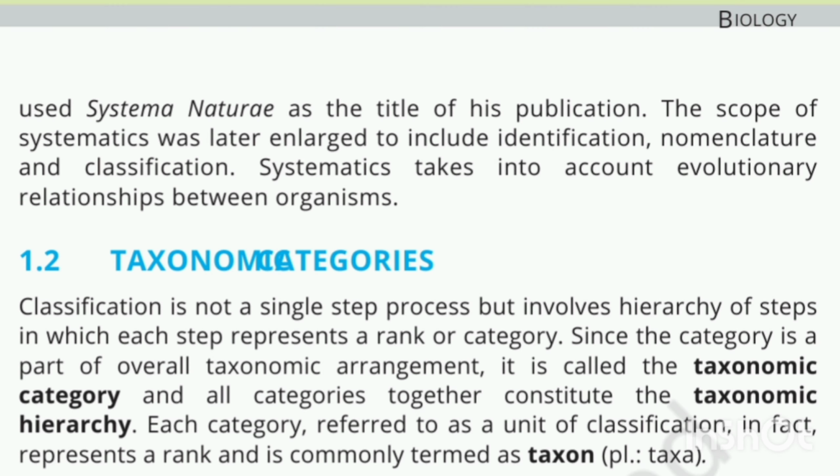Linnaeus used Systema Naturae as the title of his publication. The scope of systematics was later enlarged to include identification, nomenclature, and classification. Systematics takes into account evolutionary relationships between organisms.